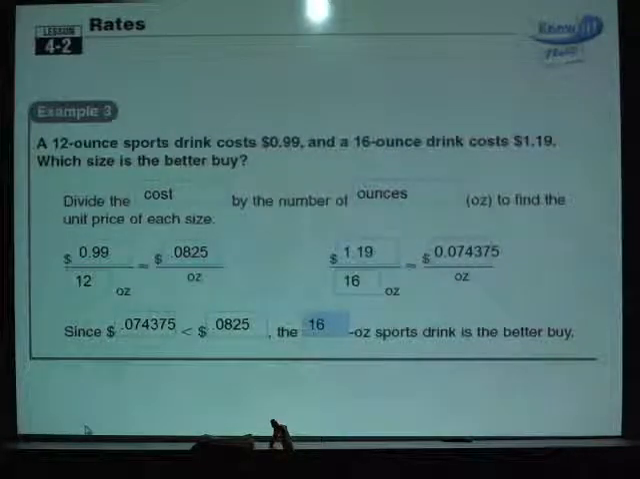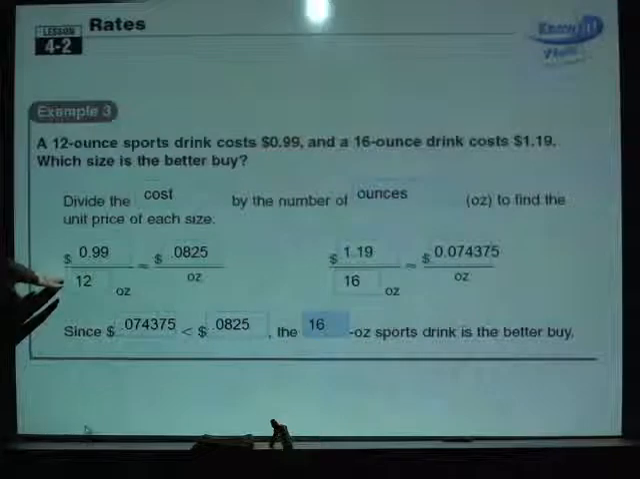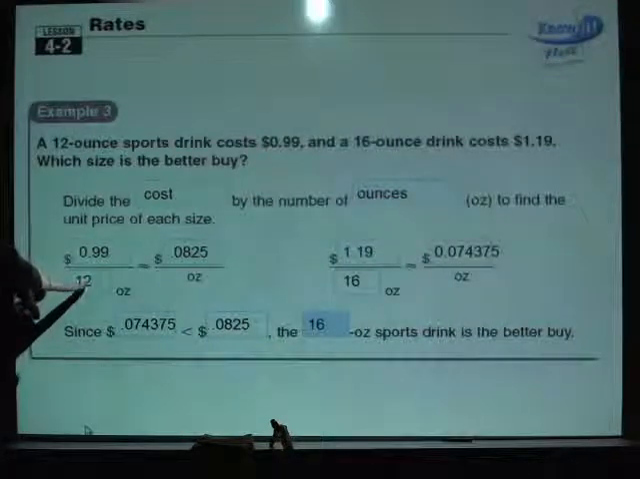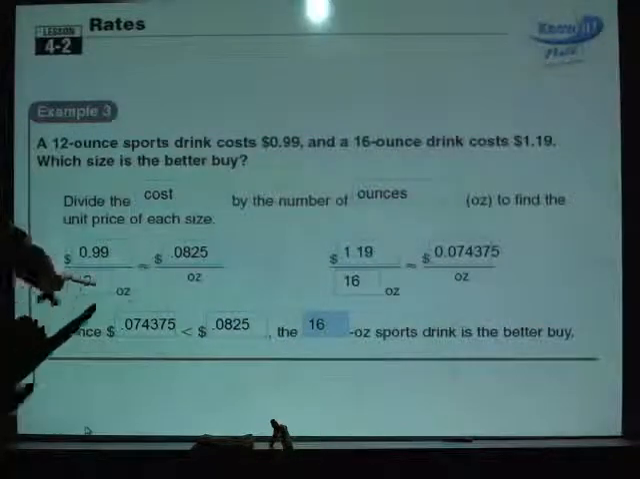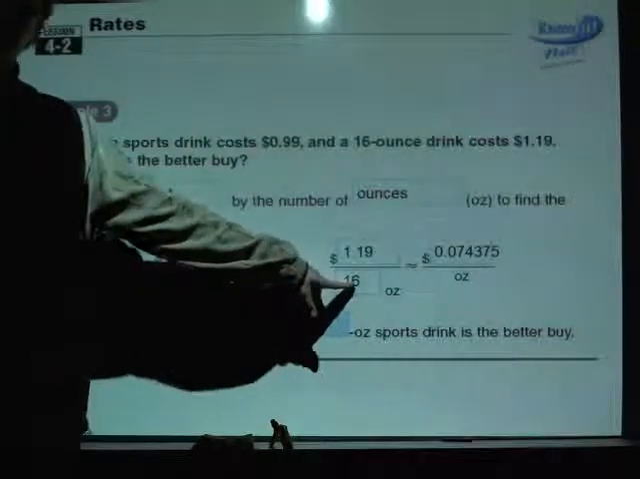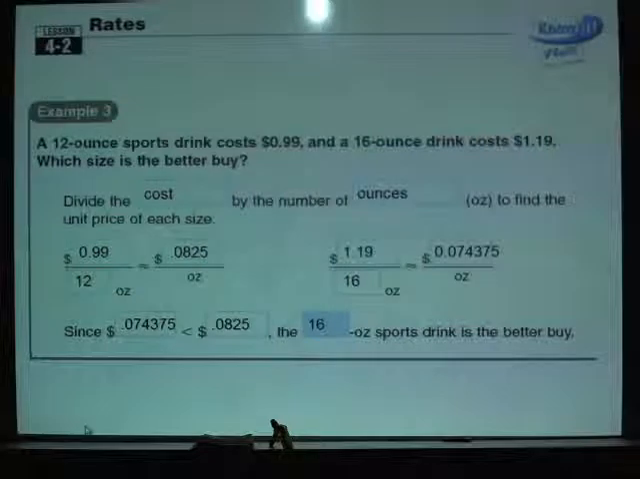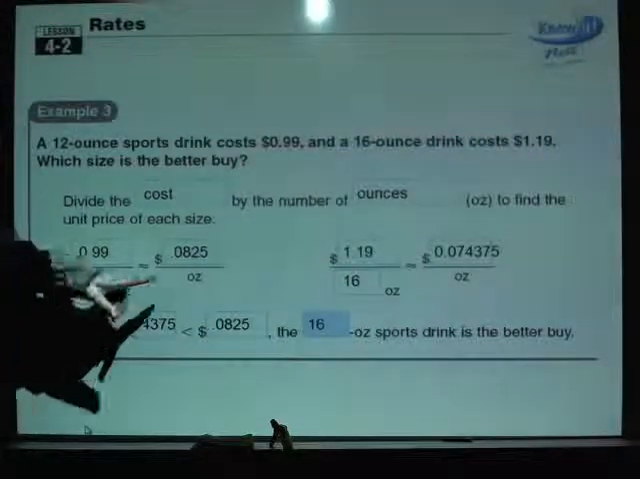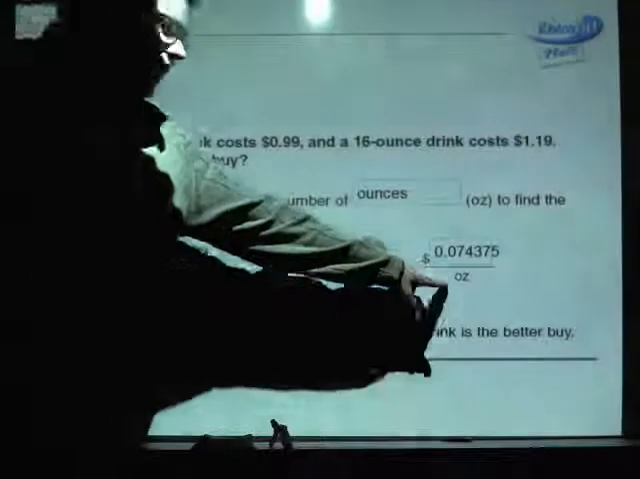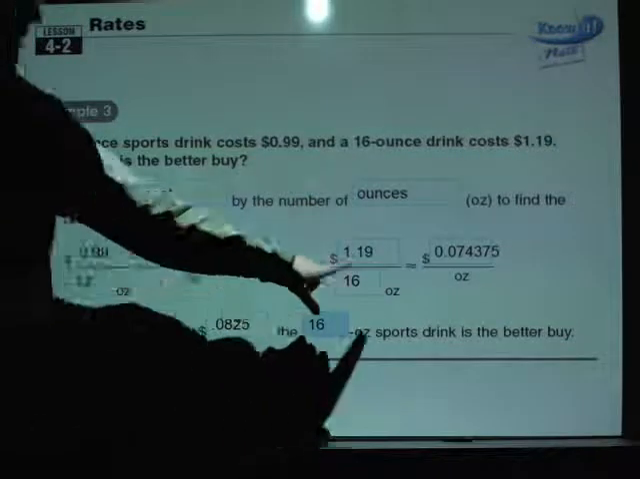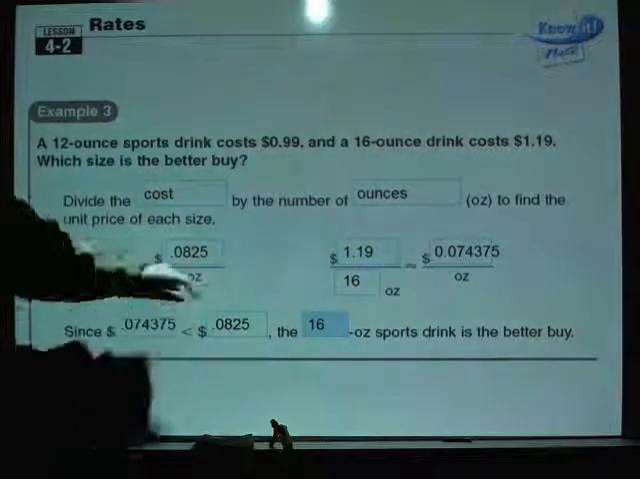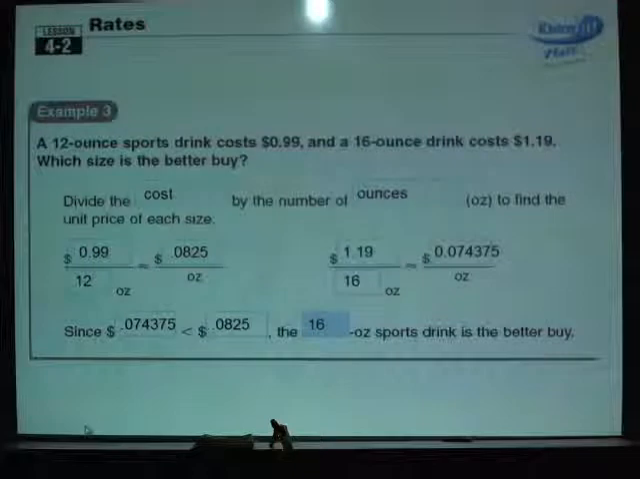Again, we're trying to make the bottom number go to a 1, so I'm dividing both the numerator and denominator by whatever the denominator is. Since I'm buying a 12-ounce drink, I'm dividing both by 12. Since I'm buying a 16-ounce drink, I'm dividing both by 16. In the bottom, on either fraction, that's just going to be 1 ounce, so that's not going to be any different on either side. What is going to be different are the numerators.